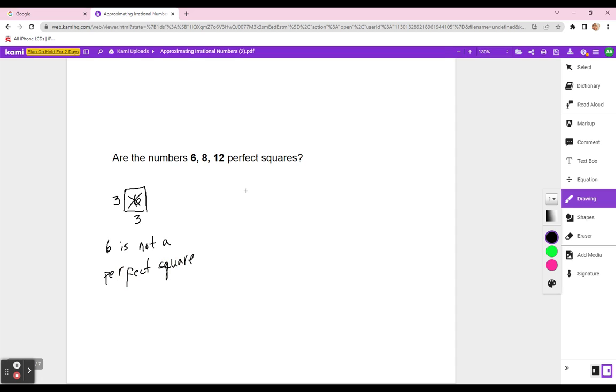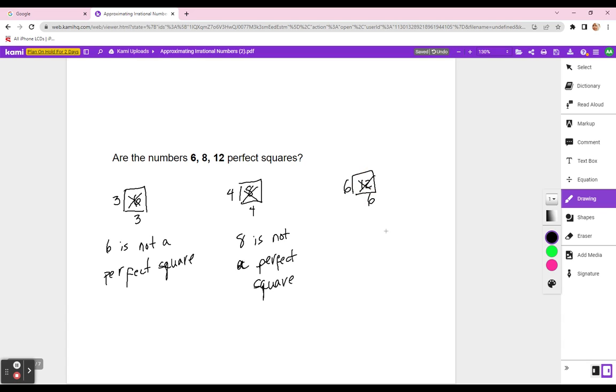Okay, well, let's try 8. What do you think? Is 8 a perfect square? So if you said this side is 4 and this side is 4, well, 4 times 4 is not 8. It's 16, so 8 is not a perfect square. All right, what about 12? If you said this side is 6 and this side is 6, well, 6 times 6 is not 12, it's 36. So 12 is also not a perfect square.